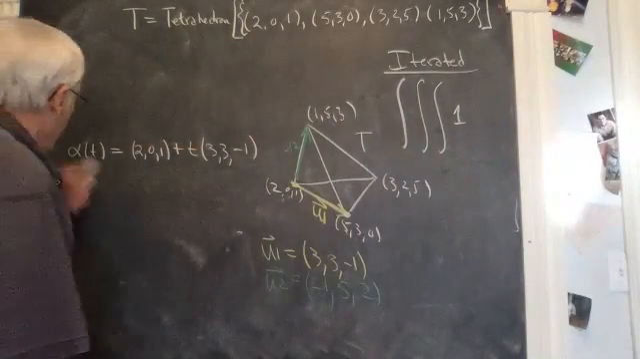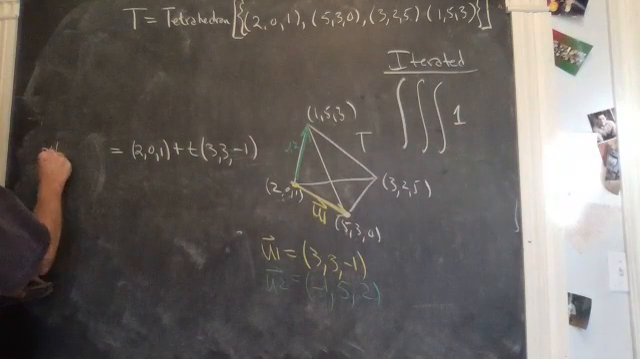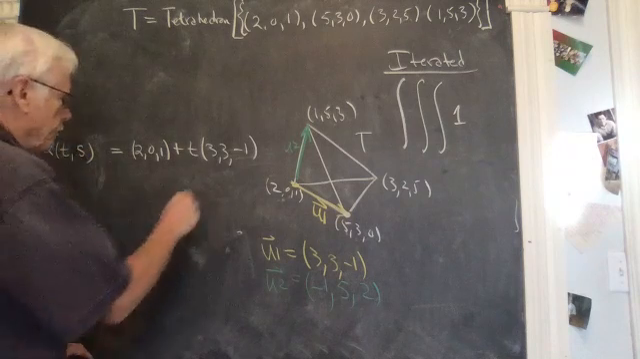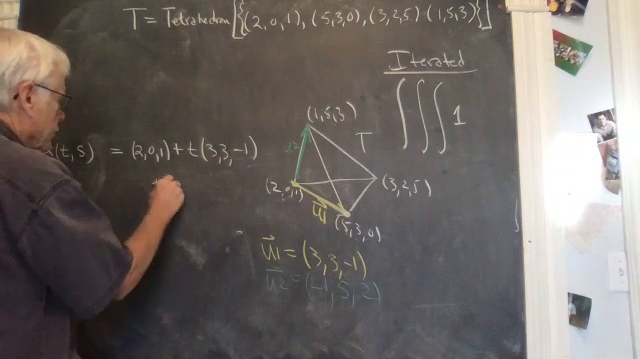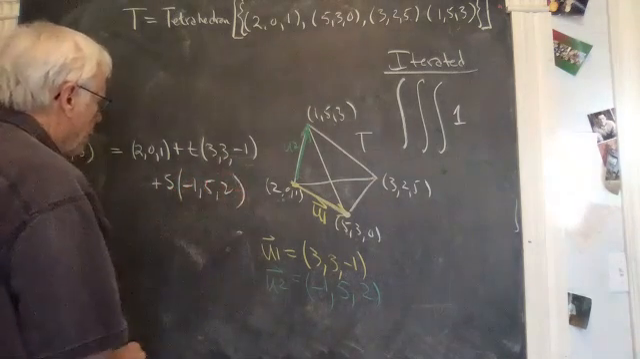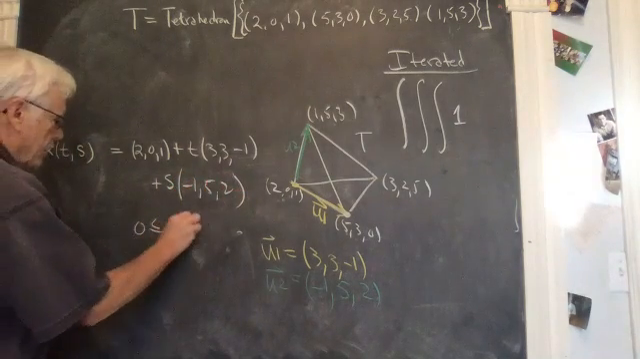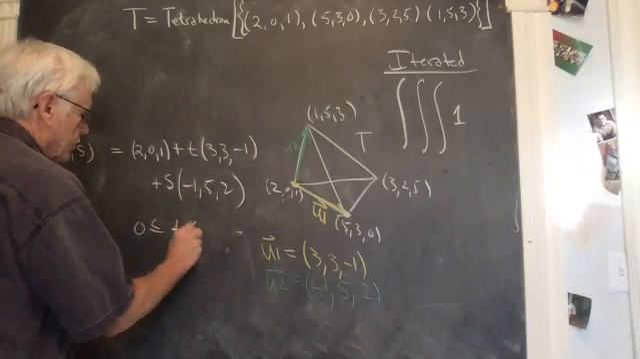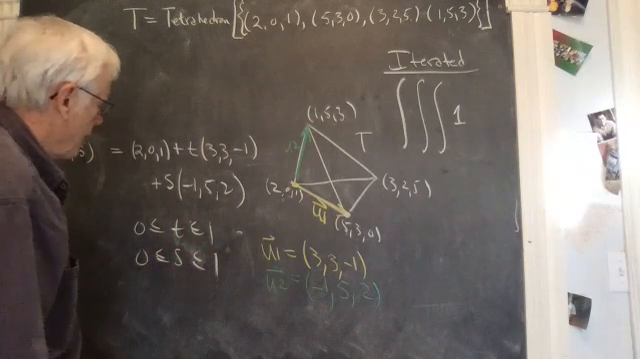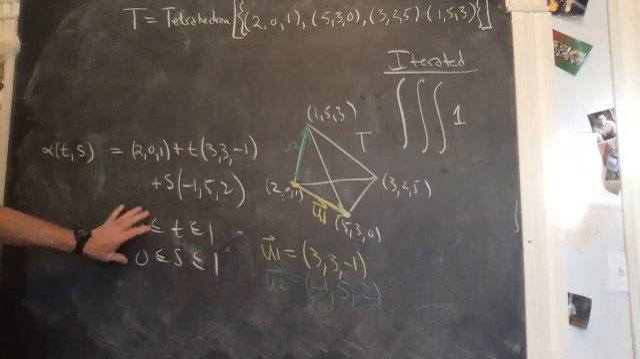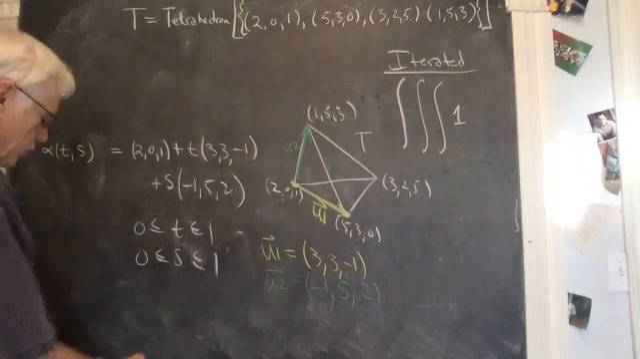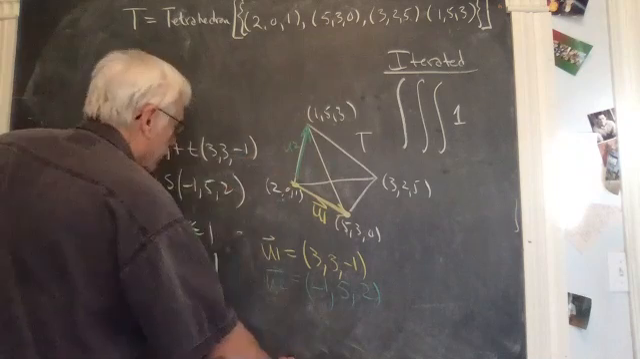And then maybe I add to alpha and make it a two-variable function, t times this plus s times (-1, 5, 2), 0 less than or equal to s, t less than or equal to 1, and 0 less than or equal to s less than or equal to 1. Now, if I do that, you might think that this is the whole little face right here, but it isn't. But it's easy to figure out what this does parameterize.